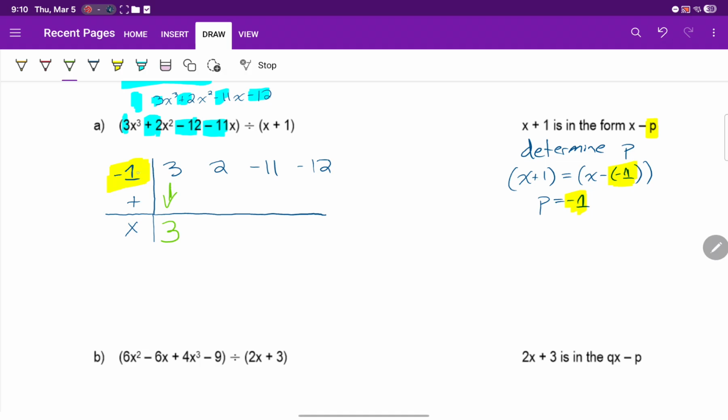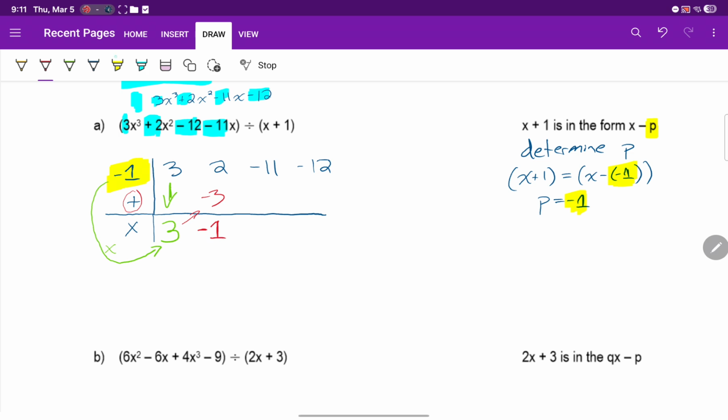As soon as you put that number down there, as soon as you write any number down there, you take your -1 or your p-value and you multiply it. We're always multiplying. So I go -1 times 3, and I put my answer here, which would be -3. Okay? Now, once I put a number there, this is where the addition comes in. So I go 2 plus -3, which is -1.